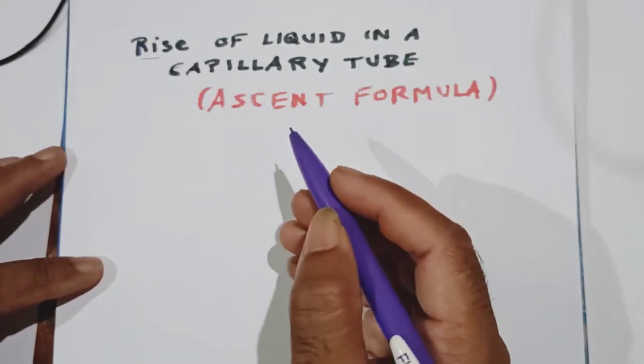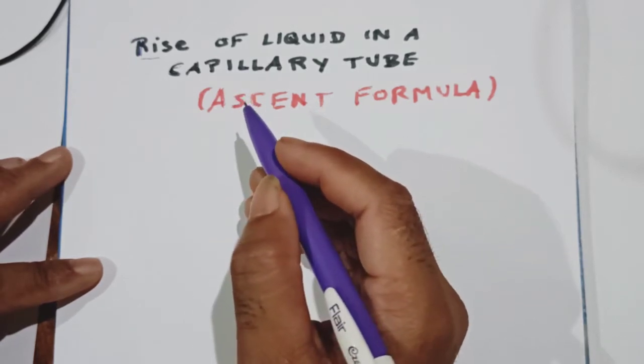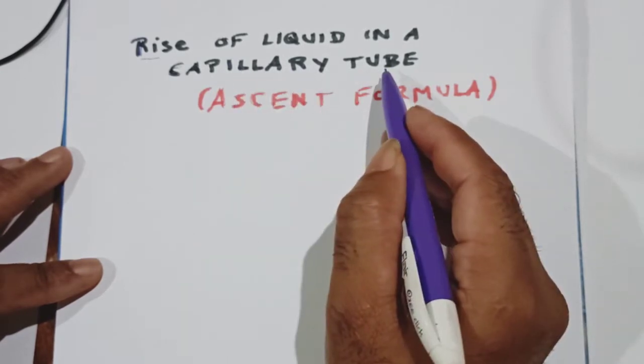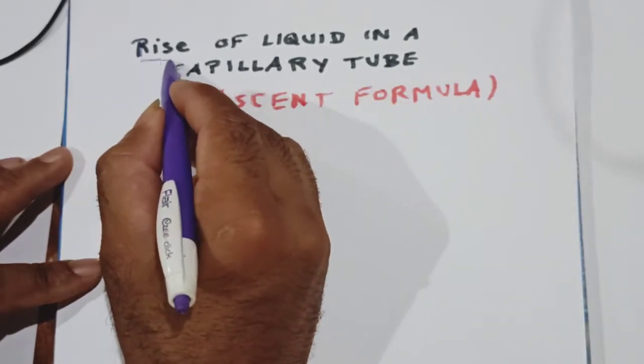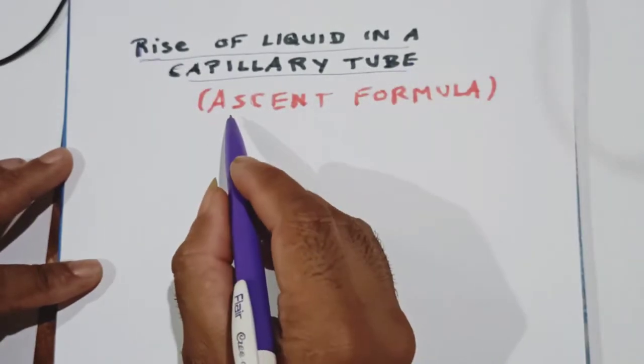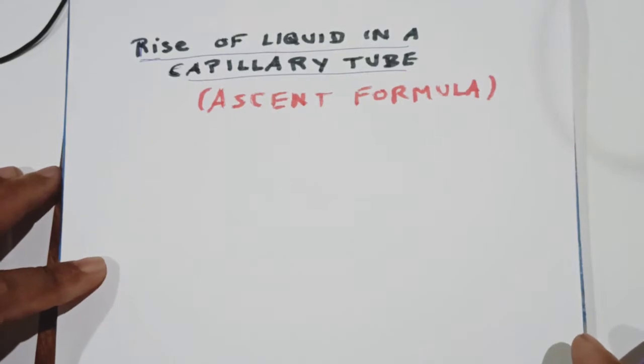Hello guys, now we shall derive the expression of height of a liquid in a capillary tube, or we can say the rise of liquid in a capillary tube, which is called the ascent formula. Okay, so this is under surface tension.